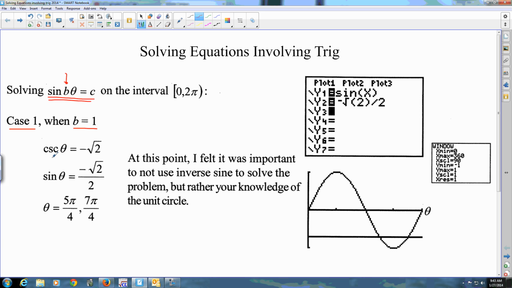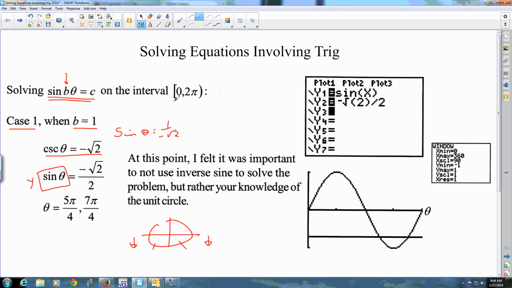If I gave you this as the question, you go, oh, cosecant is related to sine. You cash it in. First off, you'd have sine of theta is 1 over negative square root of 2. Then you rationalize it and you get this. Sine is your y value, so you're thinking on the unit circle. Where's your y value negative? It's negative down here. Negative square root of 2 over 2, so you're here and here. Your two answers are 5 pi over 4 and 7 pi over 4.